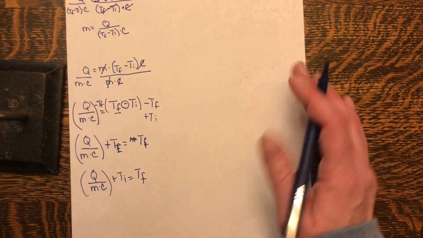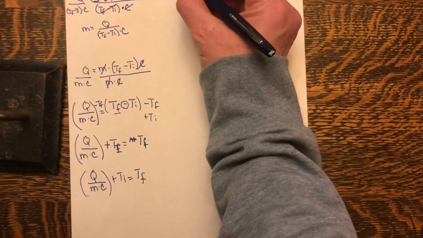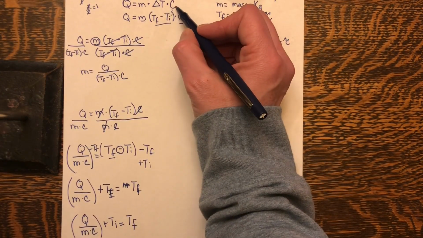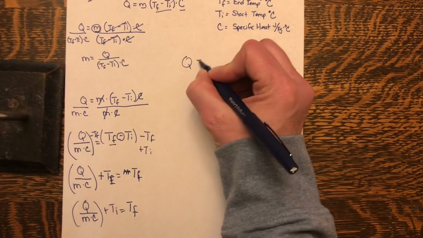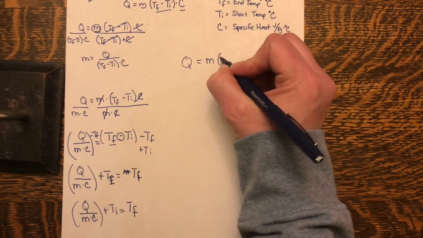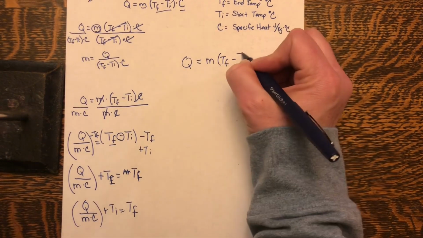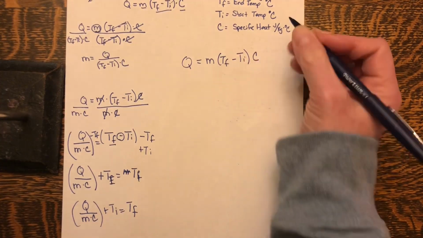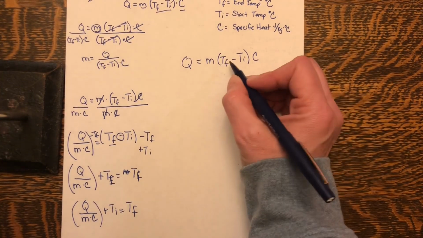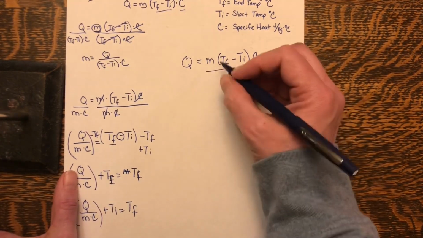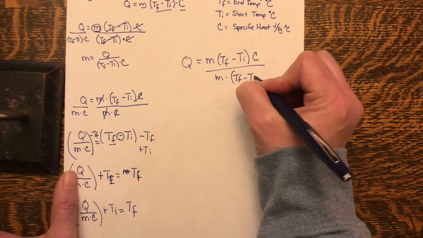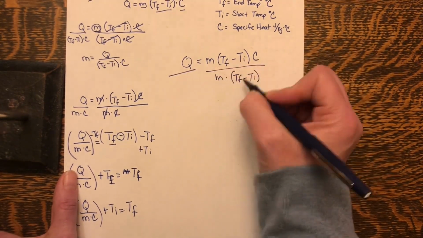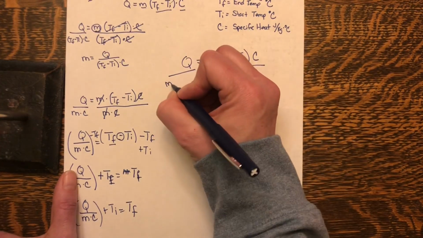Okay, and then if we want to use this equation to find our specific heat, we can solve this equation like this. So my thermal energy equals my mass times my temperature final minus my temperature initial times my specific heat. I want this all by itself, so I'm going to divide this side by my mass times my temperature final minus my temperature initial. What I do on one side, I have to do on the other side.